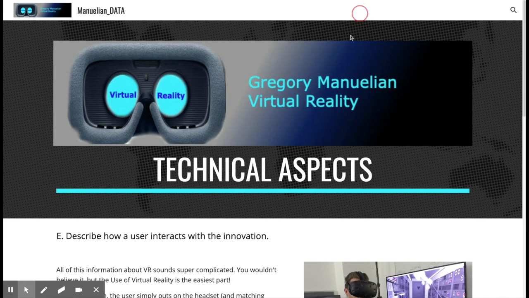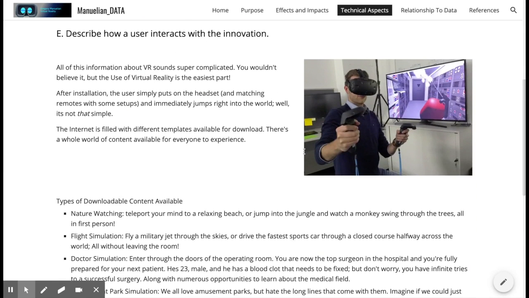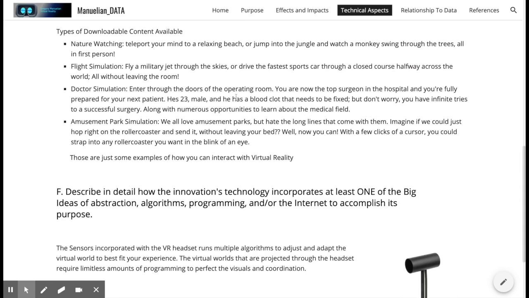On the technical aspects page, I talk about how the user basically interacts with the innovation. In this picture over here, we see a person using a headset along with two remotes, and there's a television on the side which displays what he is viewing in his headset. In this demonstration, we can see that he is using a fire extinguisher to put out a fire in an office. There's obviously no real fire and no real fire extinguisher. However, in his mind, he is convinced that he is completing the job in the virtual world and not what is going on in the real reality world.